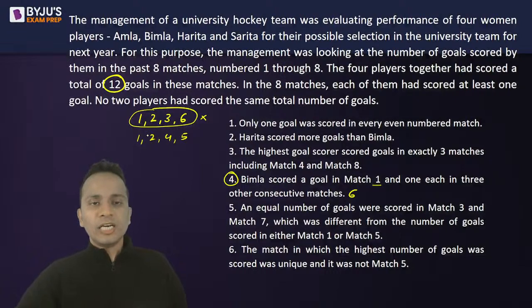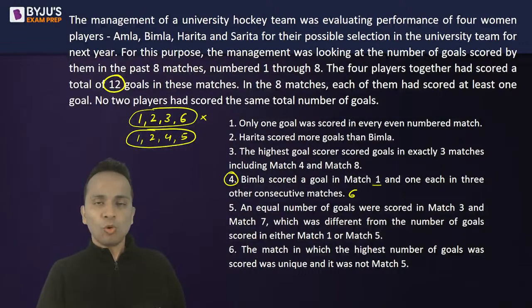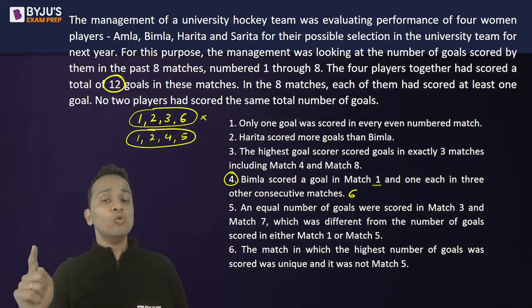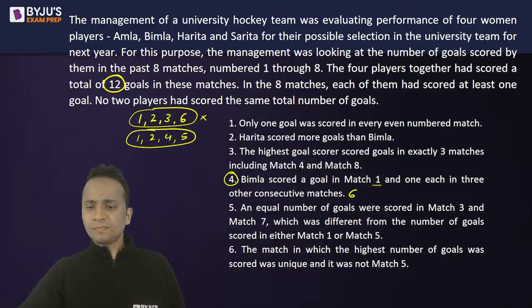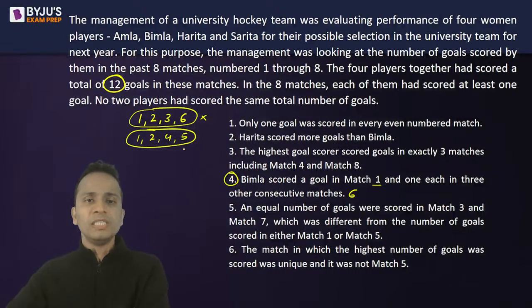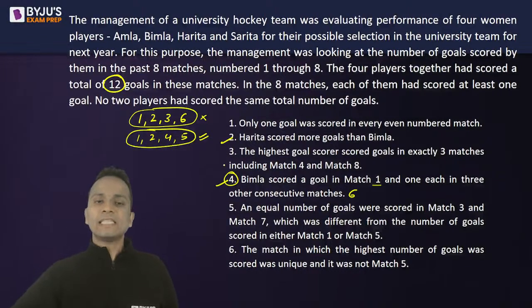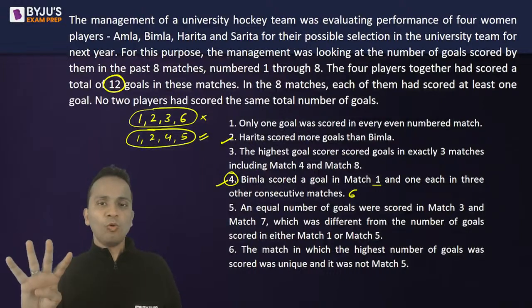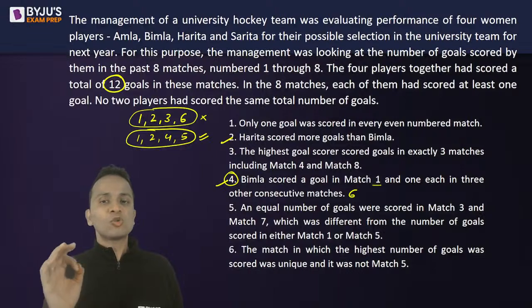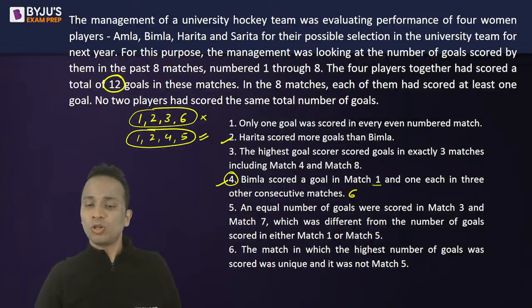So there should be a person who will score more goals than Bimla, right? So I can consider only this case: 1, 2, 4, and 5. In this, Bimla will score 4 goals and there will be one person, Harita, who will score more goals than Bimla, which is equal to 5. All right, clear? So I've got the number of goals scored by each of these 4 players: 1, 2, 4, 5, in any order. Using statement number 2 and statement number 4, I can say that Bimla will score a total of 4 goals and Harita, who has scored more goals than Bimla, will score a total of 5.